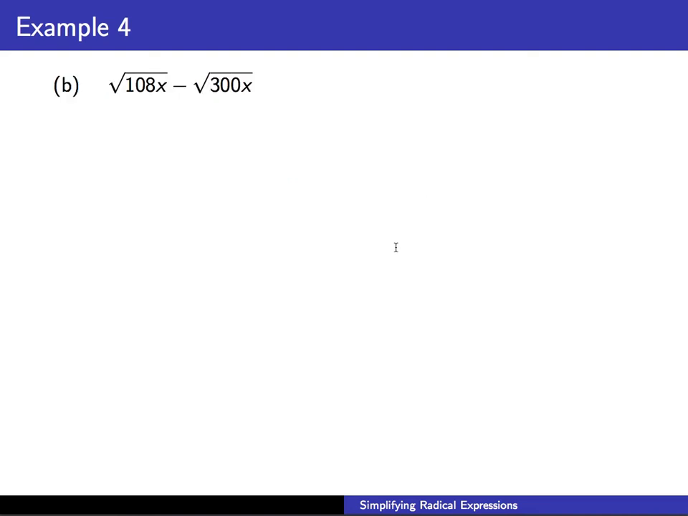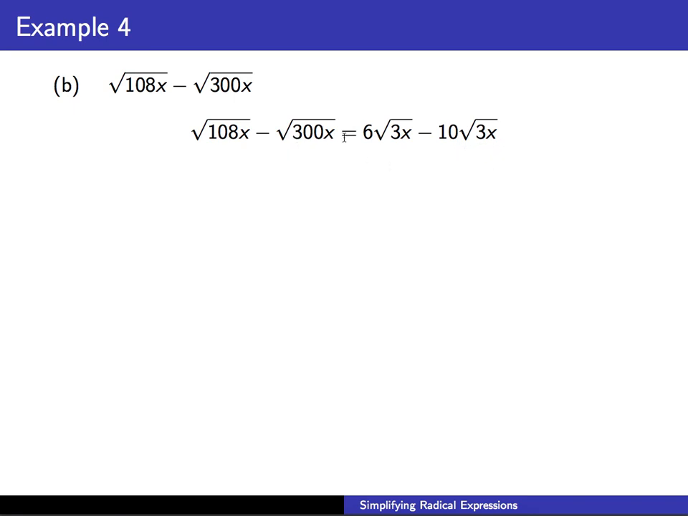Part B, we have the square root of 108x minus the square root of 300x. So the square root of 108 is 6 times the square root of 3, and then we have 6 times the square root of 3 times the square root of x is 6 times the square root of 3x. The square root of 300 is 10 times the square root of 3, and then we have the x still inside of a square root, so the square root of 300x is 10 times the square root of 3x.